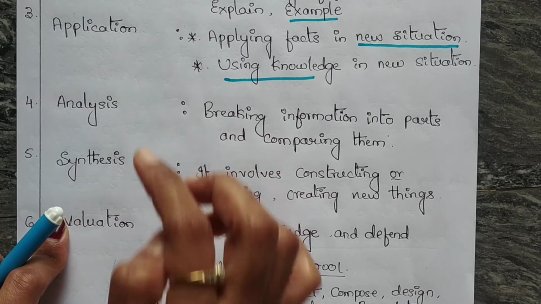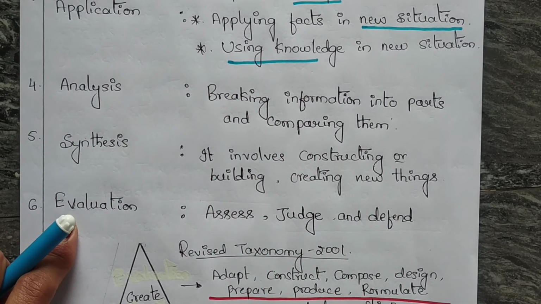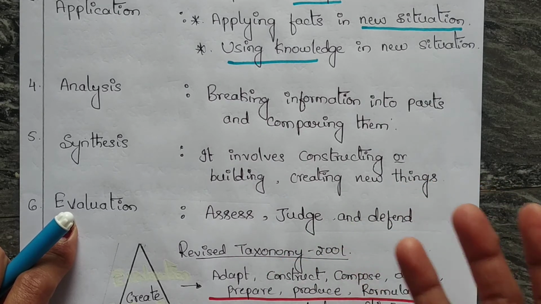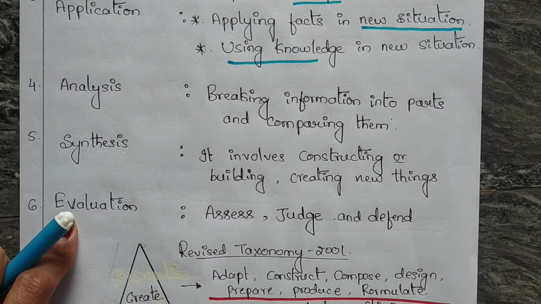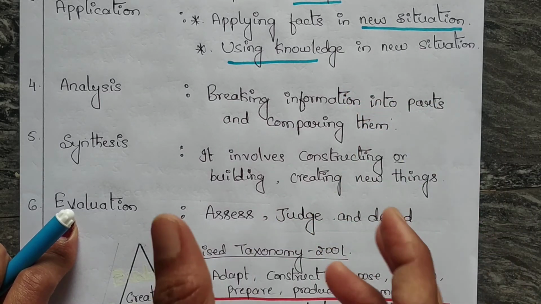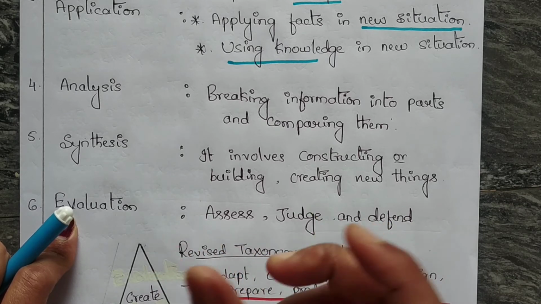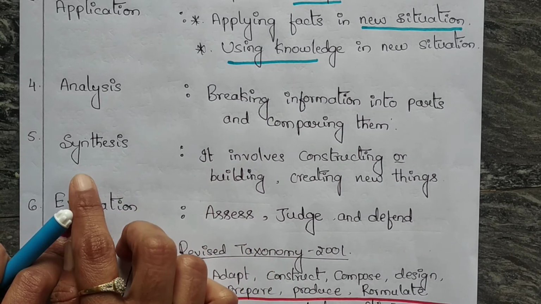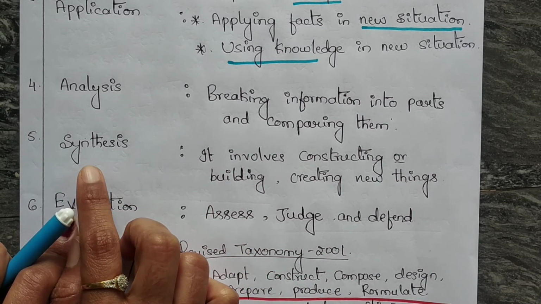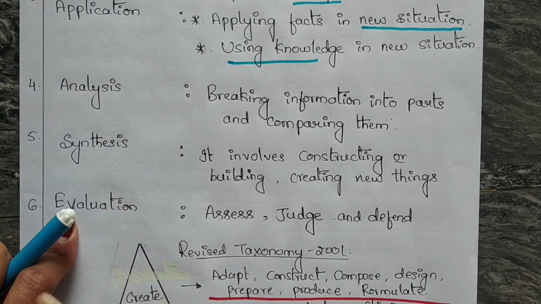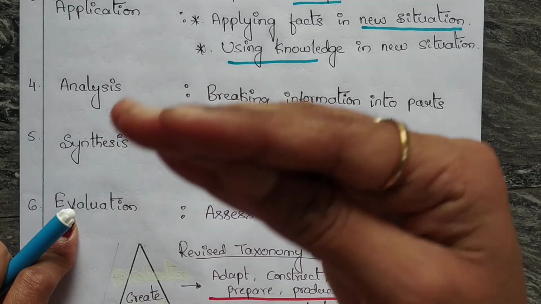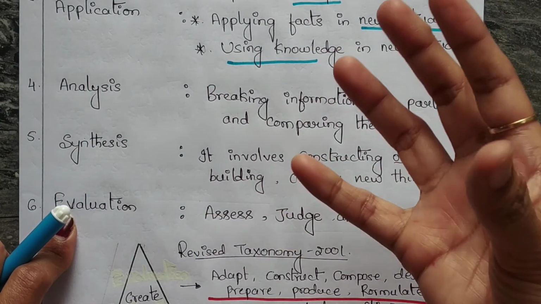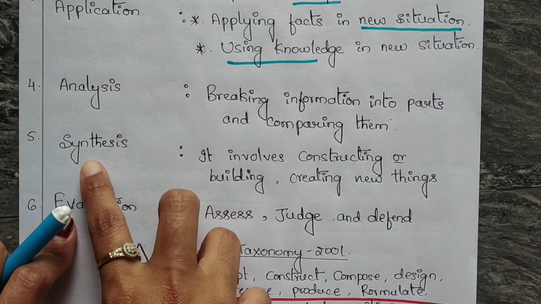At the analysis level. Then the next one is synthesis. Synthesis involves constructing, preparing, composing, or designing something new. It involves building or creating new things. Because they have gained so much knowledge, they will try to make something new compared to the original, from their new knowledge. That is about synthesis.